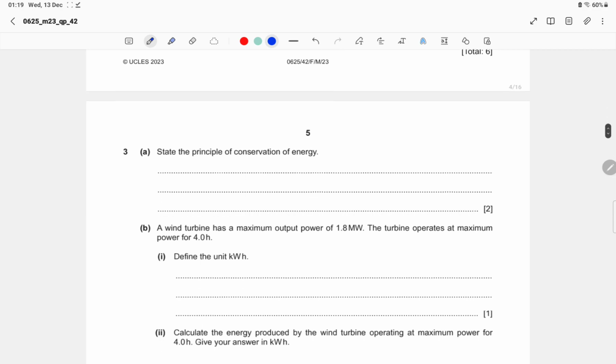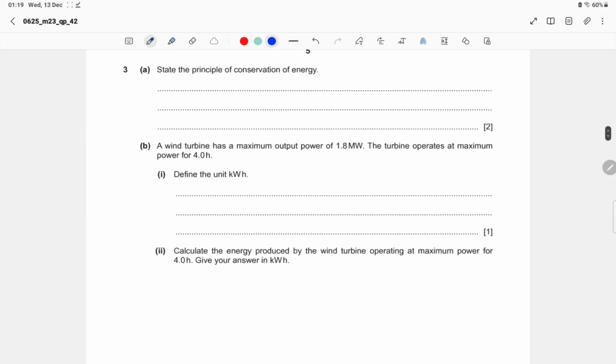Now moving to the next question, which states: state the principle of conservation of energy. So we know that energy cannot be created nor destroyed, but it changes its form.